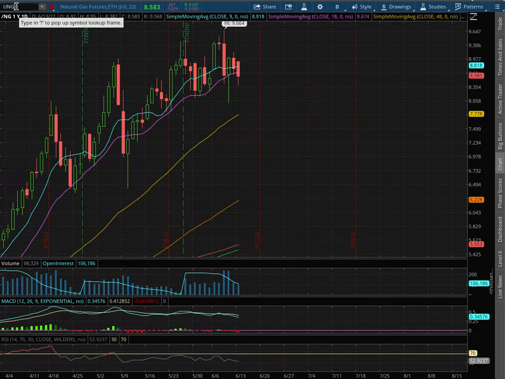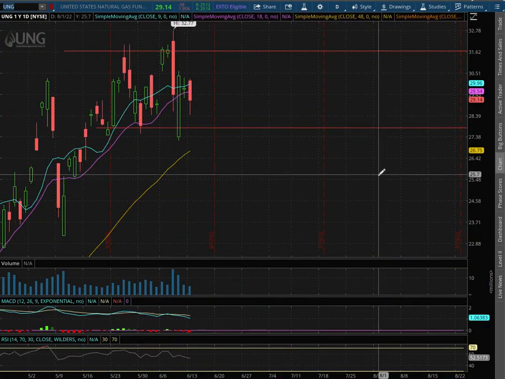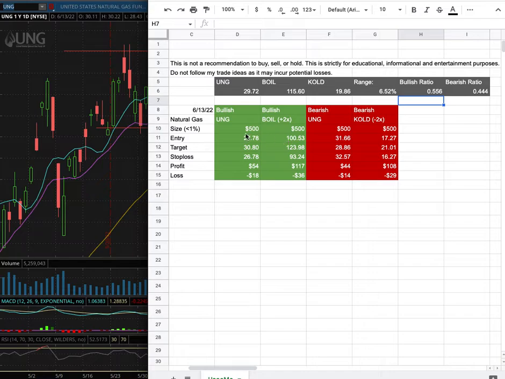As with the trade idea, I'll be trading UNG. My trade position size is less than 1% of my portfolio. My long entry is at $27.78, and that is its range here. My sell target is at $30.80. My stop loss is at $26.78.